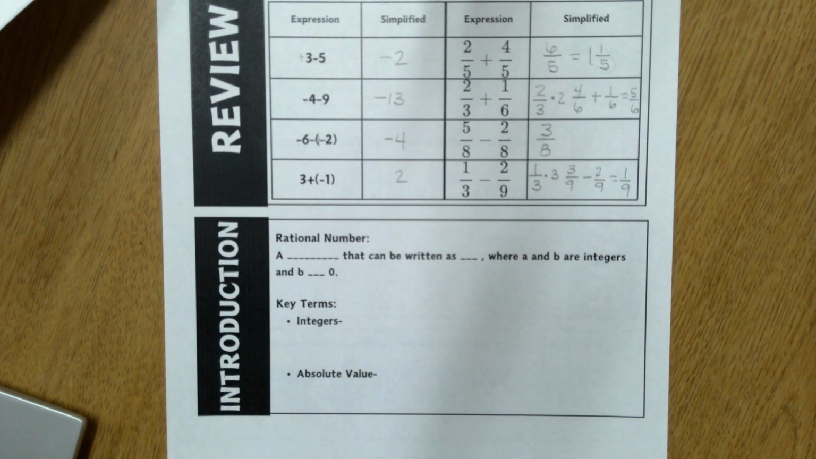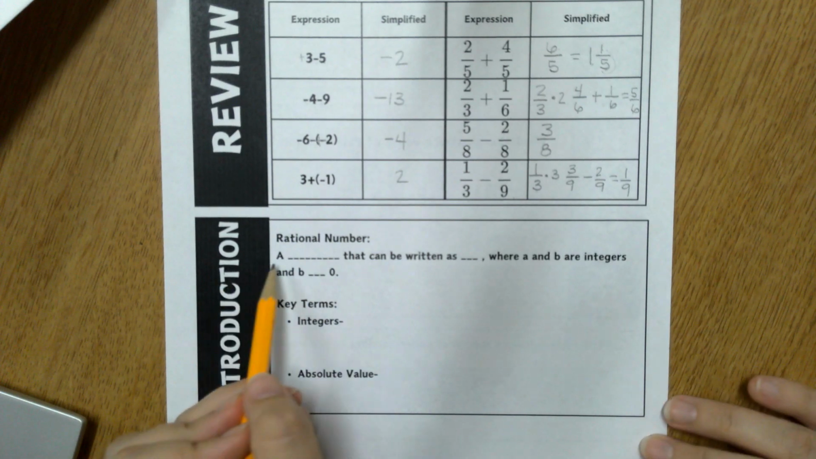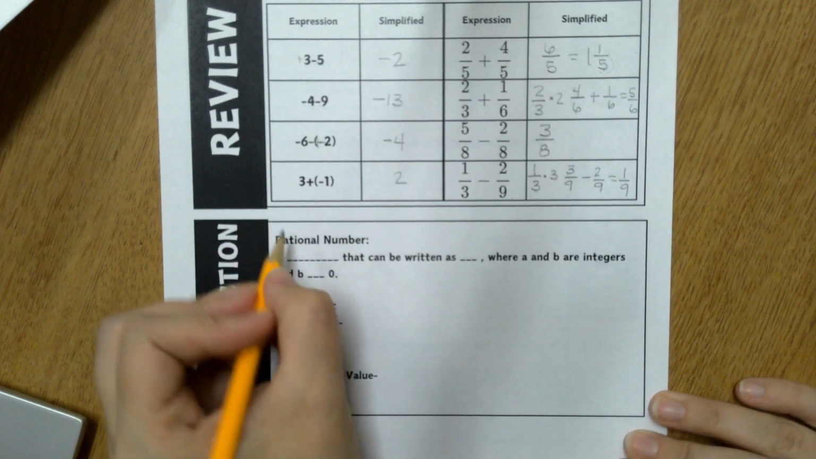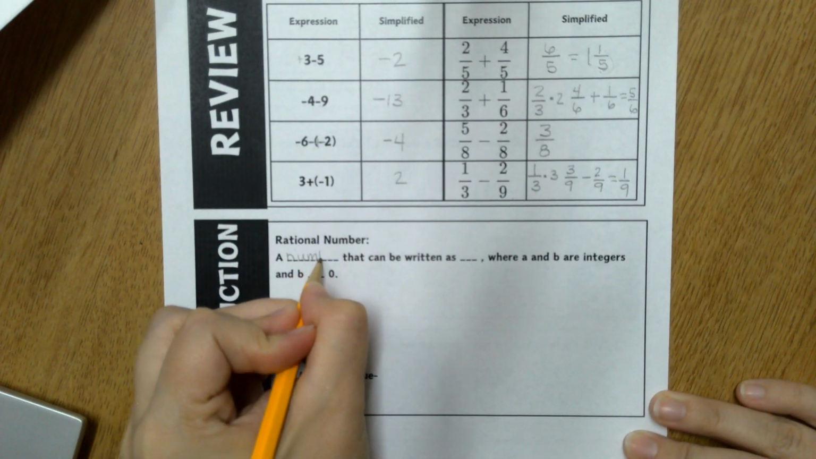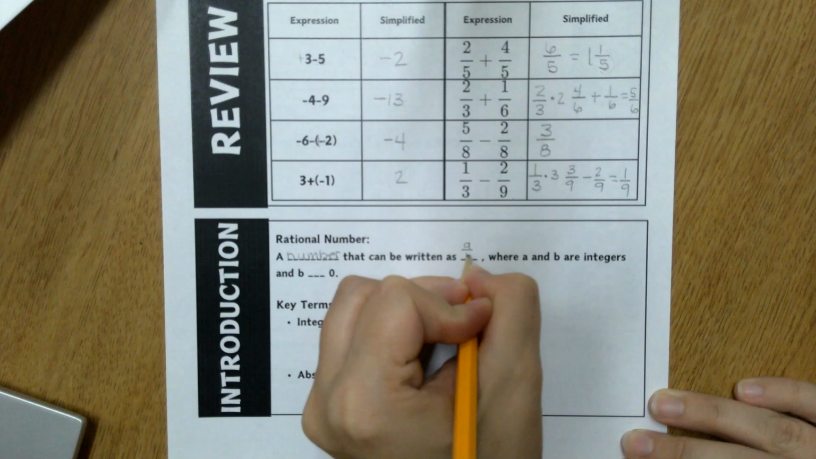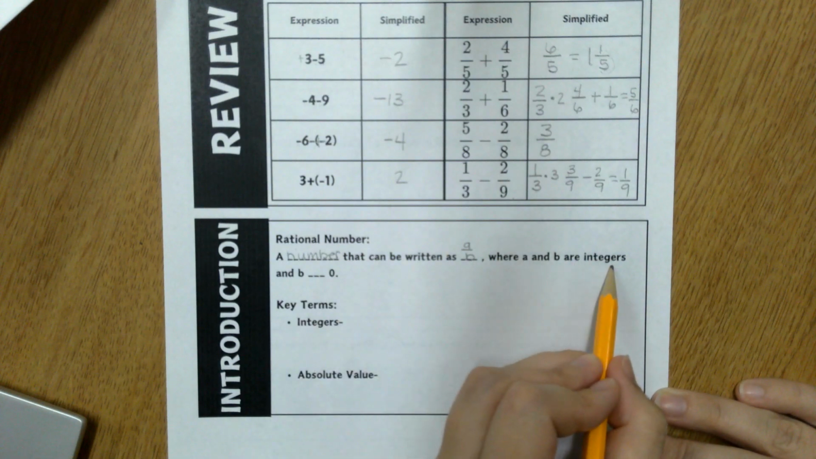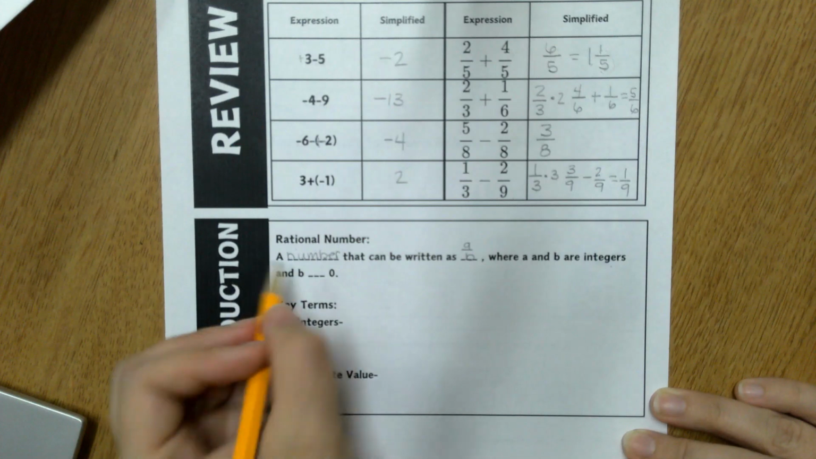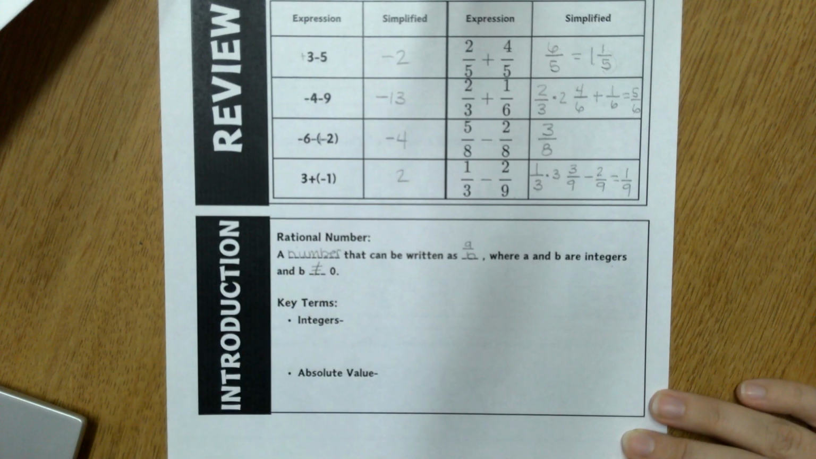This is the introduction. So these are key terms that you are going to hear in chapter 1.1. So the first two terms, rational number and integers, are not new terms. These are terms that you would have heard last year. So to recap for you, a rational number is a number that can be written as A over B, where A and B are integers, and B does not equal 0.